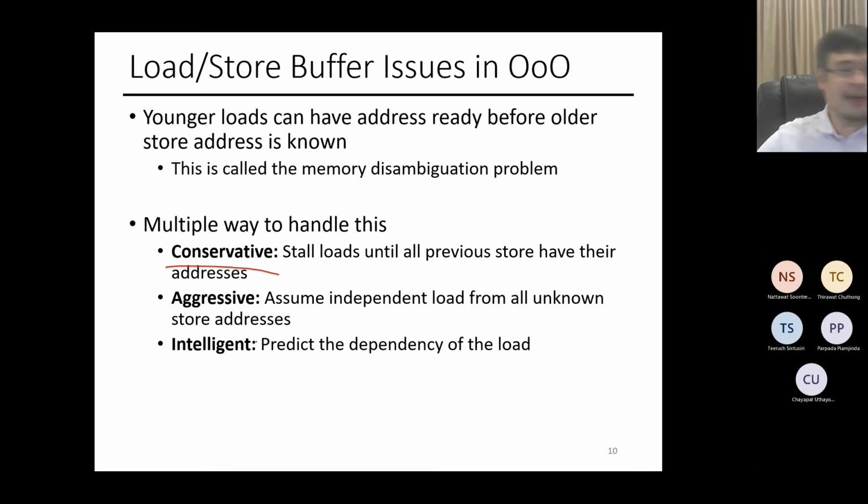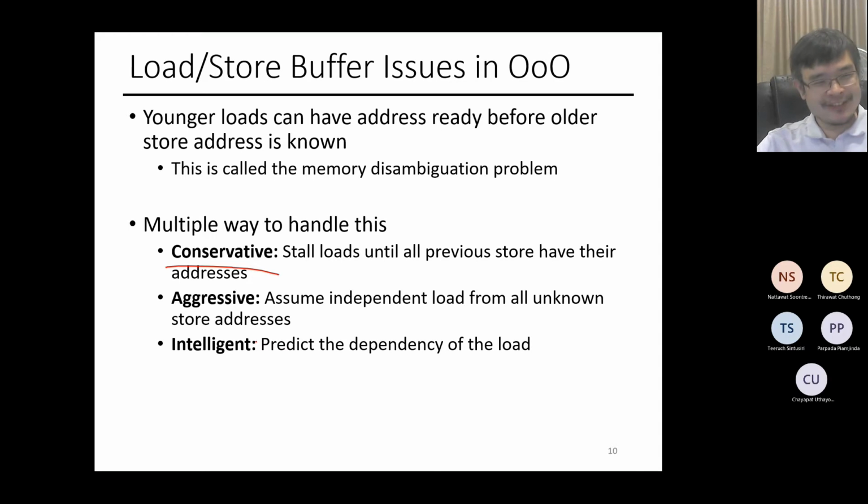The more aggressive option would be I would assume every single load is independent. So if I know the address of the load, just go to DRAM right away. And then in the future, if there's a store that has the address known, I'll just forward. So that's the same example I showed earlier. So that's the aggressive solution.